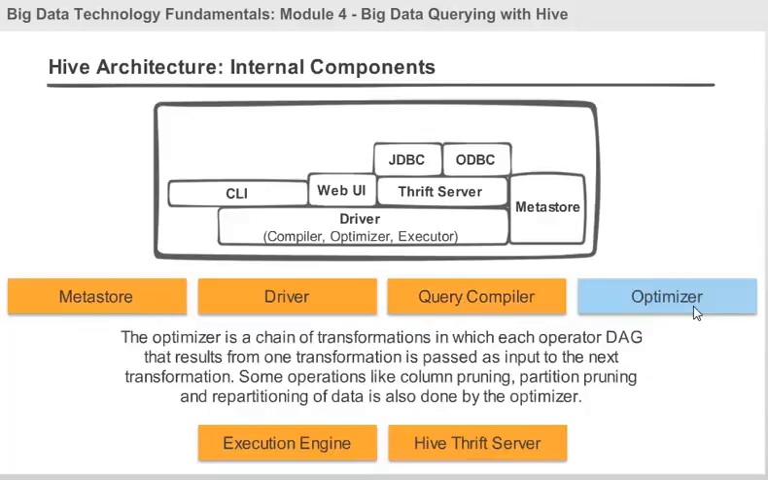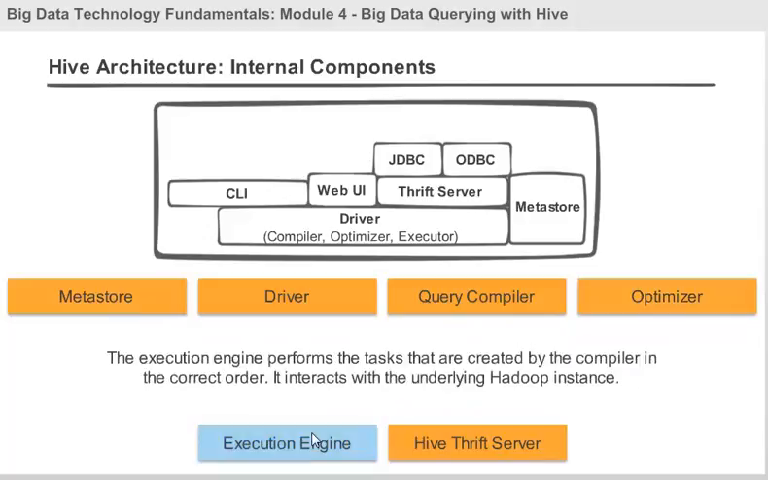An optimizer handles optimization tasks on the chain of transformations it encounters. Operations like column pruning, partition pruning, and repartitioning of data are done by the optimizer. Pruning is a technique used to reduce the execution time. The execution engine performs the tasks from the compiler-created execution plan in proper dependency order. The execution engine interacts with the underlying Hadoop instance.